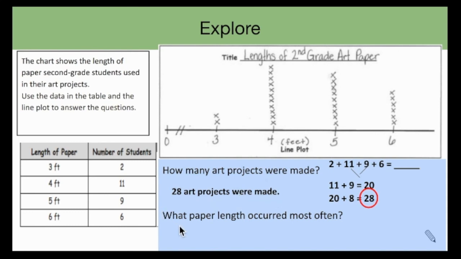For the last question, what paper length occurred most often? We can already see that by looking at the line plot. 4 feet has the most amount of X's, and also in the data table, 11 is the largest number. Therefore, 4 feet of art paper occurred most often.